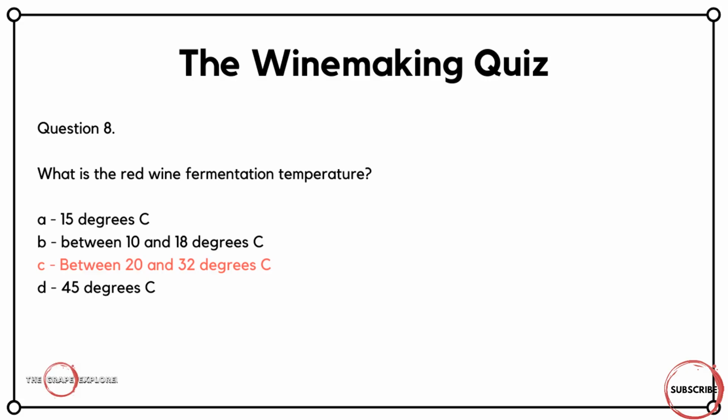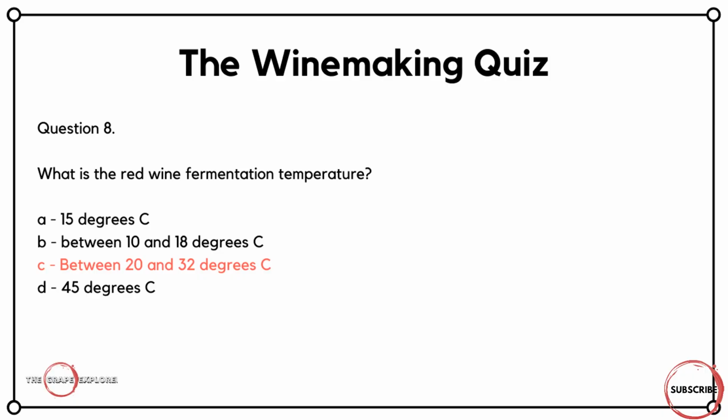Question 8. Now we had our white wine fermentation temperatures. We're now going to move on to our red wine temperatures. So what is the red wine fermentation temperature? Is it A, 15 degrees centigrade? Is it B, between 10 and 18 degrees centigrade? Is it C, between 20 and 32 degrees centigrade? Or is it D, 45 degrees centigrade?